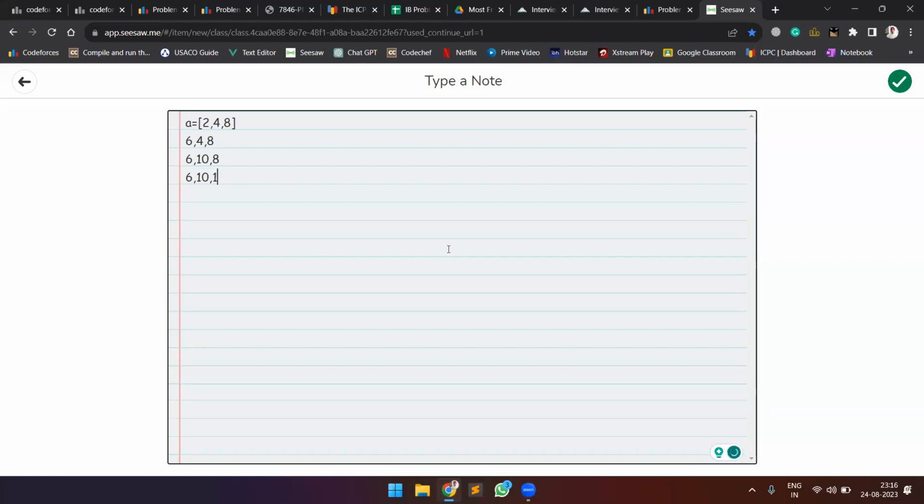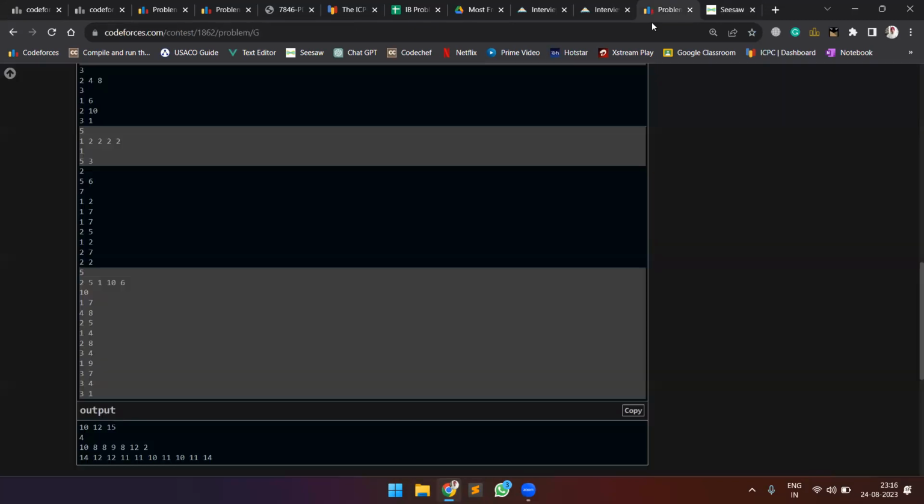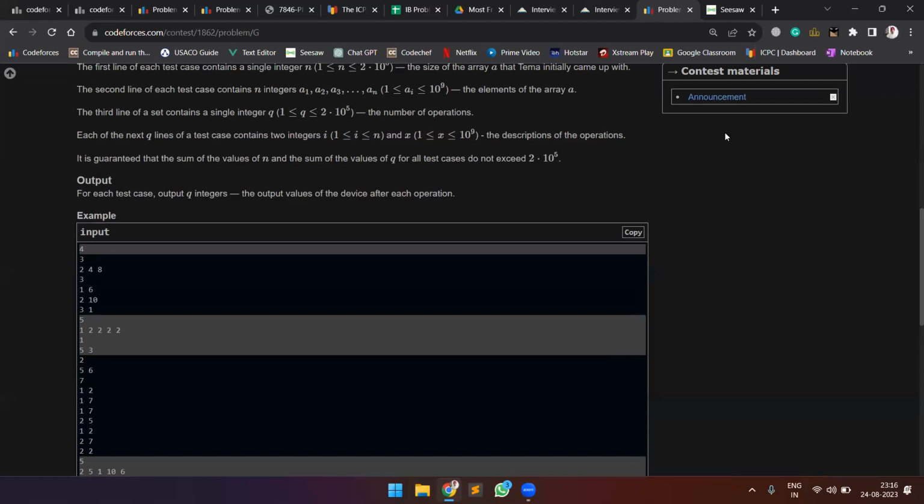6, 10, 1. So the highest number is 10, but what is the highest difference? It is 5. So 10 plus 5 is 15, which is the answer. Yeah, so this theory works, and this is the logic to the question.